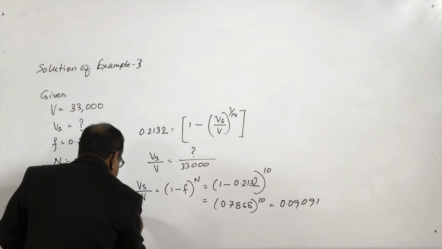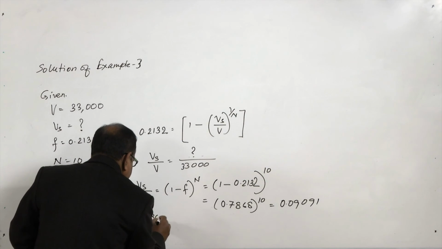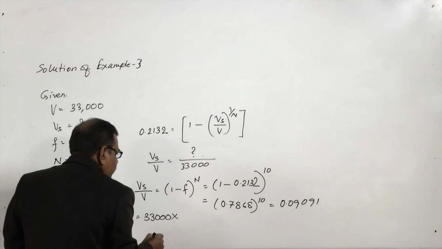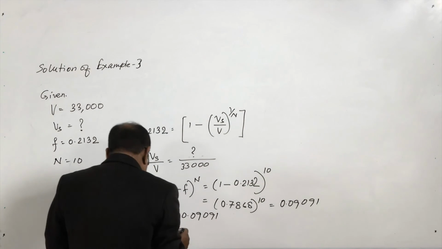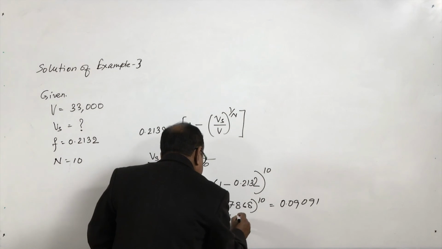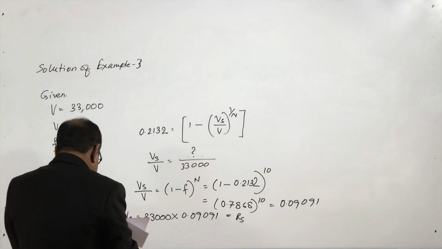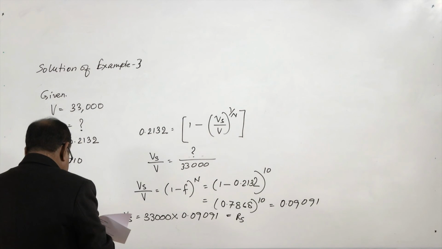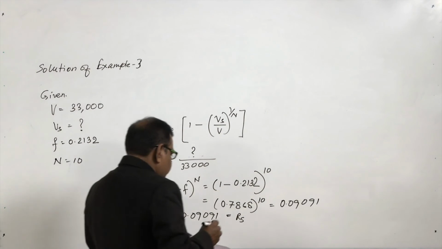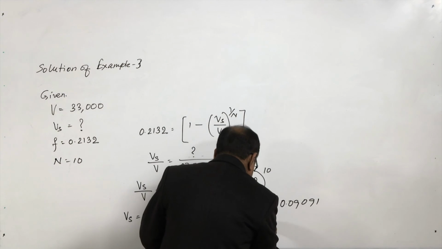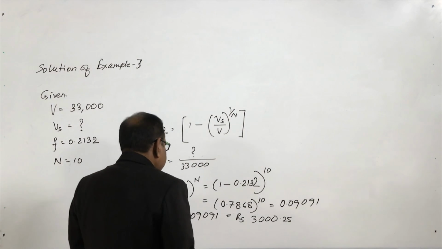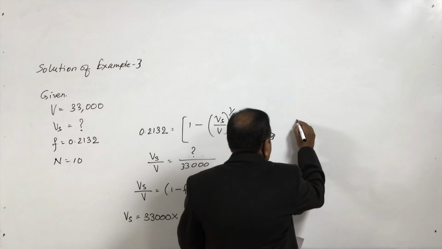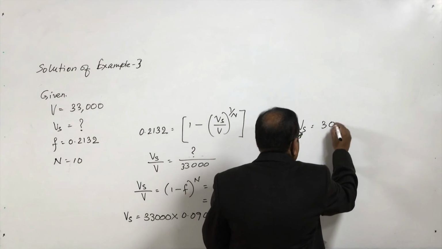So, Vs is equal to 33,000 into 0.09091, which is equal to rupees 3,000 and 25 paise. So, my answer is Vs is equal to 3,025 rupees.